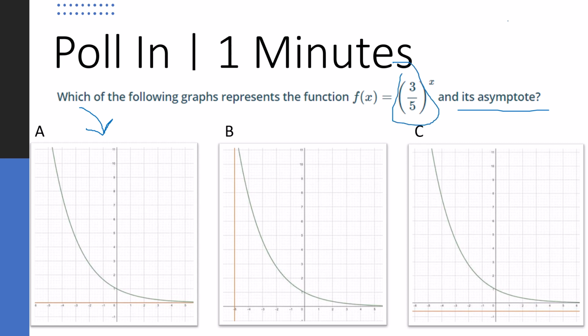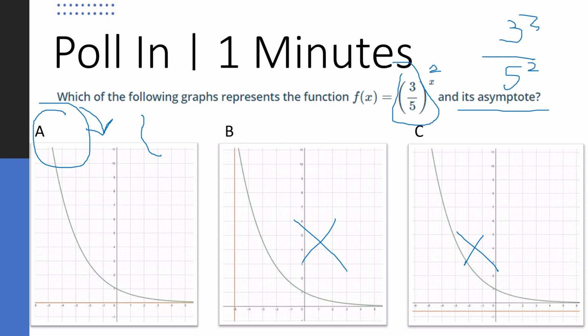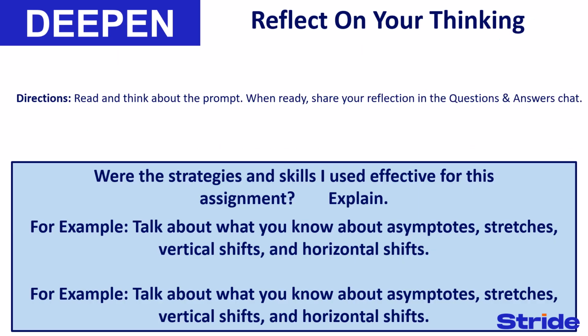So this is going to be 3. Let's suppose that x is 2. This would be 3 squared over 5 squared. Okay, so that's what gives us a descending function, not a negative number. But let's look at the asymptote. The asymptote is going to be the x-axis, so this is out and this is out. So very straightforward. This is the function.